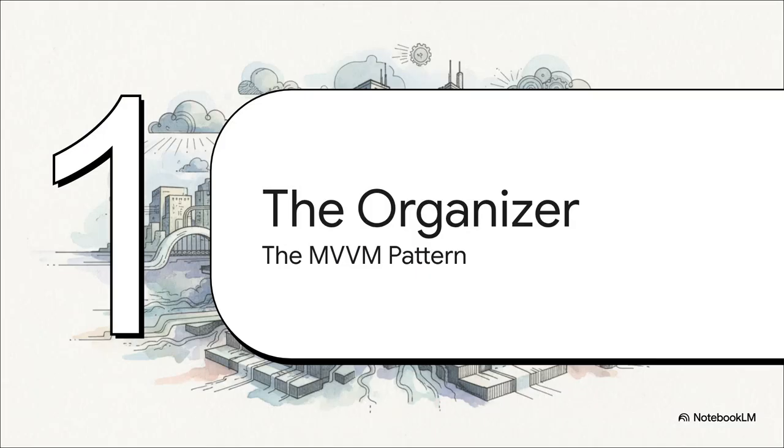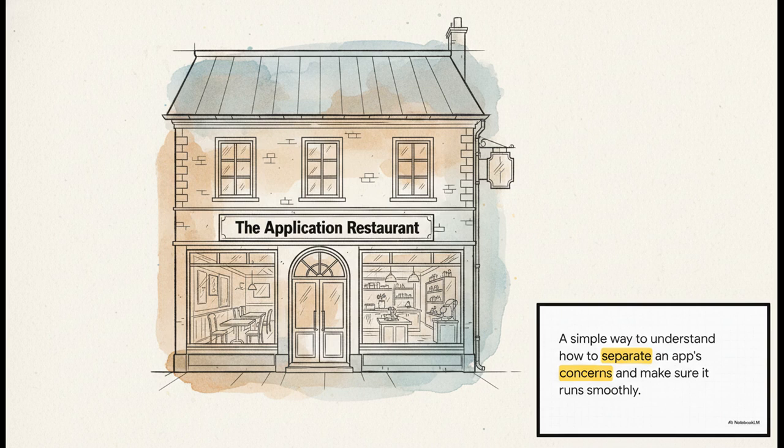Okay, so our first major tool in the toolbox is a design pattern called Model View View Model, or just MVVM for short. Think of this as the master organizer for our app's code. It's specifically designed to bring some serious order to all that potential chaos. Now, to make this idea really stick, let's use a simple analogy. Just imagine your entire application is a restaurant. MVVM is what defines all the different roles and jobs to make sure that restaurant runs like a well-oiled machine.